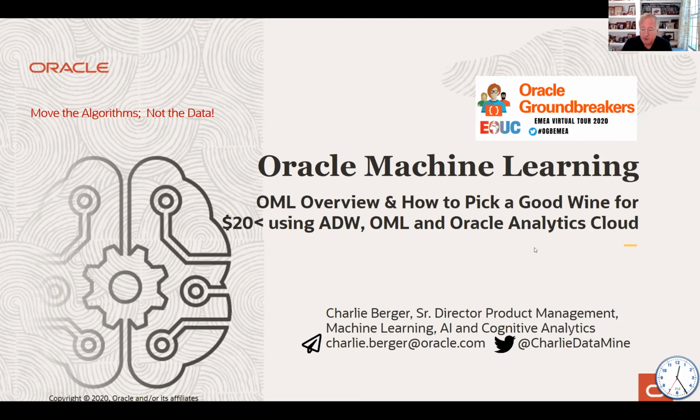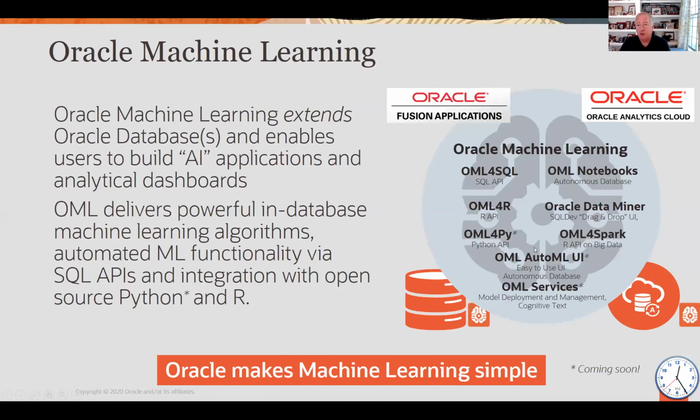So the product is called Oracle Machine Learning. It used to be called Oracle Advanced Analytics. It's also gone by other names over the years: Oracle Data Mining, Oracle Data Miner, Oracle R Enterprise. We've gotten control of our senses. We just call everything Oracle Machine Learning now. And what it does is it extends the database to enable users to build AI applications and analytical dashboards.